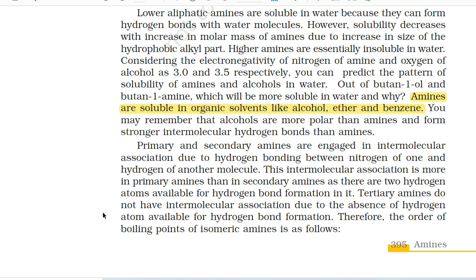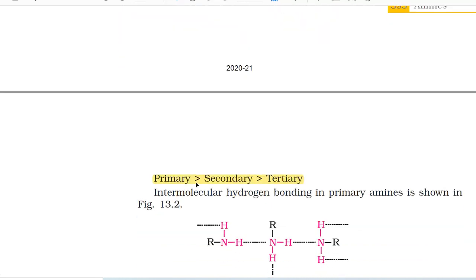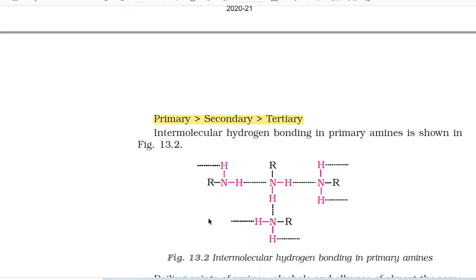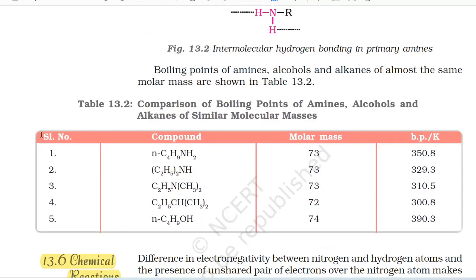Therefore, the order of boiling point of isomeric amines is as follows. Primary is greater than secondary is greater than tertiary. Intermolecular hydrogen bonding in primary amines is shown in figure 13.2. Boiling points of amines, alcohols and alkanes of almost the same molar mass are shown in table 13.2, comparison of boiling points of amines, alcohols and alkanes of similar molecular masses.